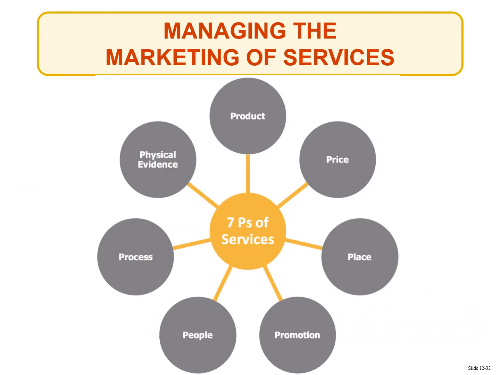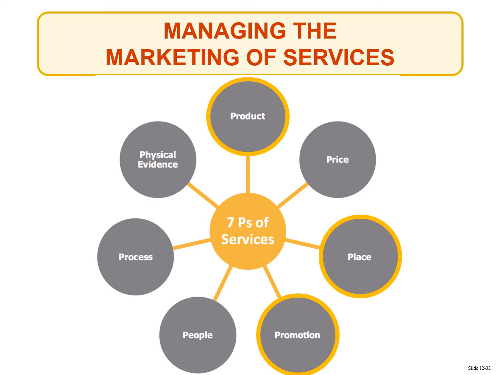Next, we're going to talk about the marketing mix components of services. If you remember, the marketing mix components of products are the 4 P's: product, price, place, and promotion. For services, we add 3 more P's, and we call it the 7 P's of services, where we add people, process, and physical evidence. Product, place, and promotion remain the same as in products.